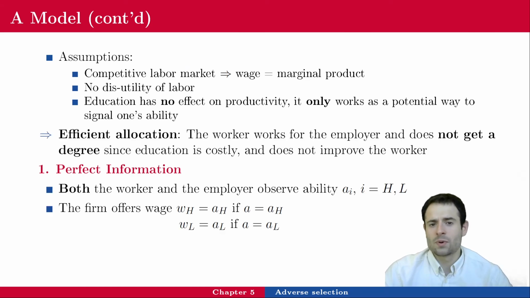So if information is perfect, then the wage can depend on what is observed. And what is observed is ability or quality. So no problem with that. Same as the lemon market.